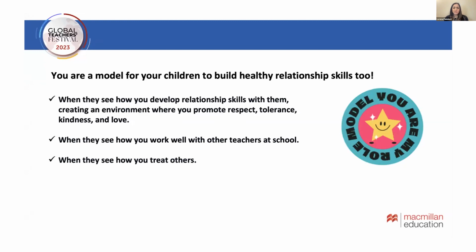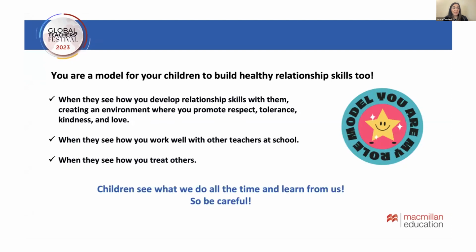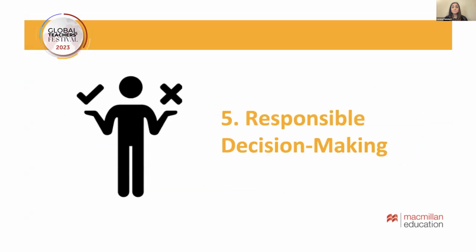When they see how you treat others, you are modeling how to build healthy relationship skills. So remember, children see what we do all the time and learn from us. So we have to be very careful. We are models all the time, not only in school, but outside the school too, okay?